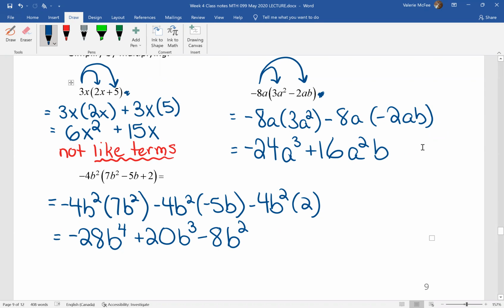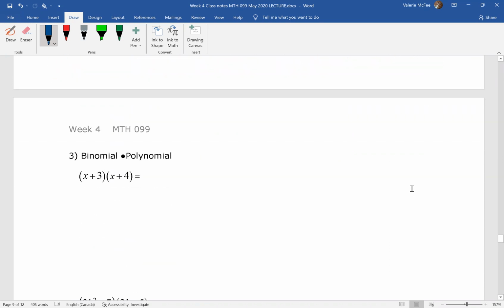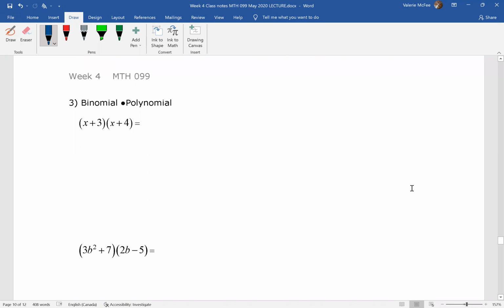That was multiplying a monomial by a trinomial. Good job. I think we will leave binomial times polynomial multiplication for the next lecture.